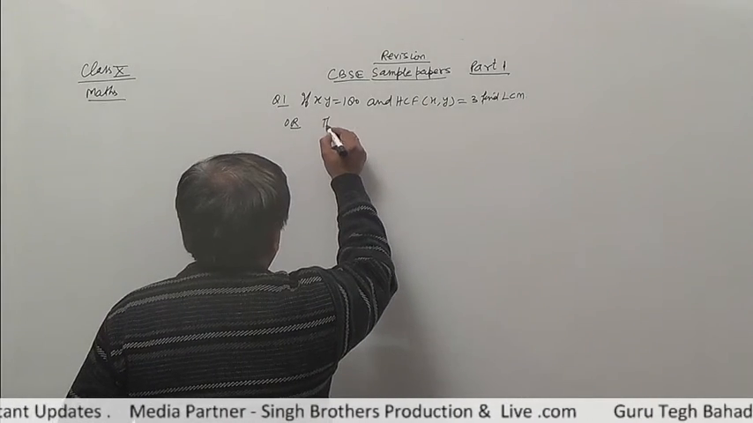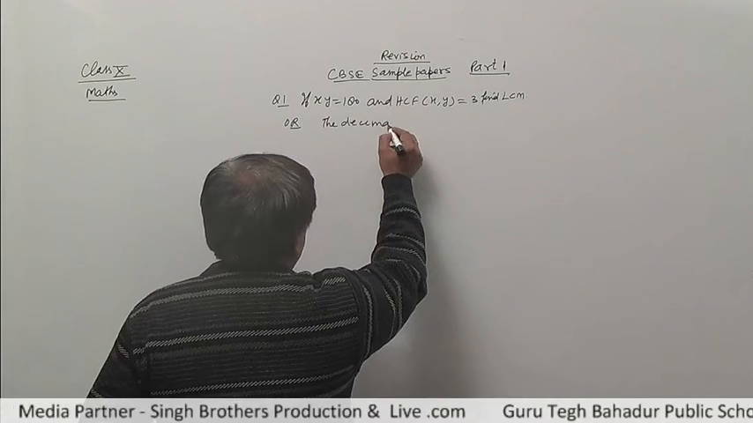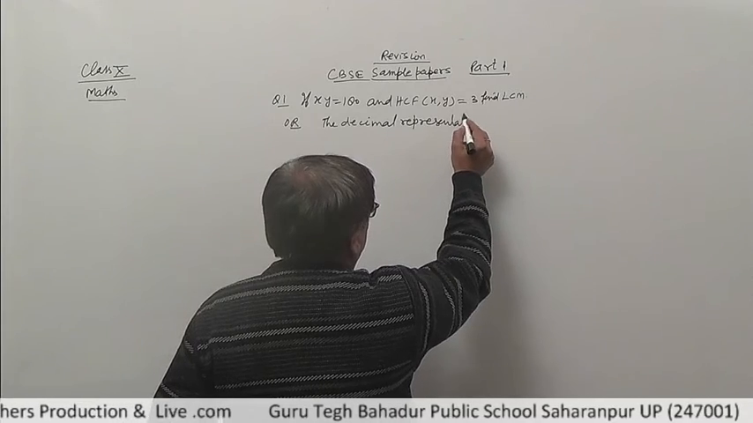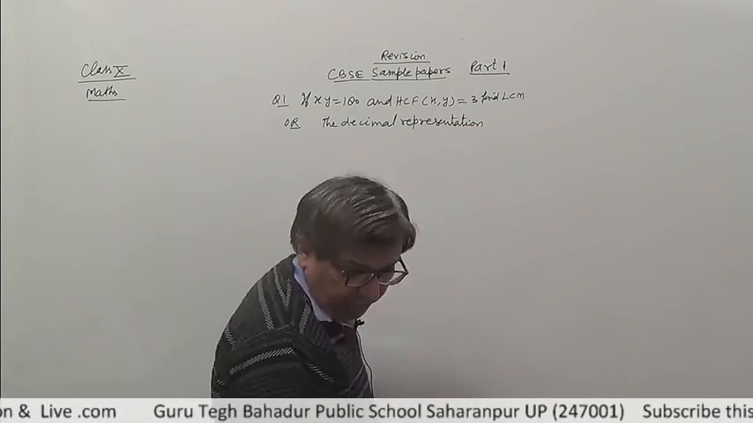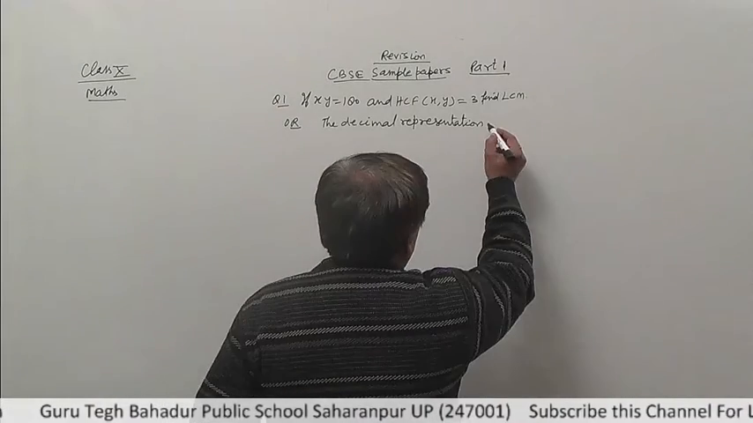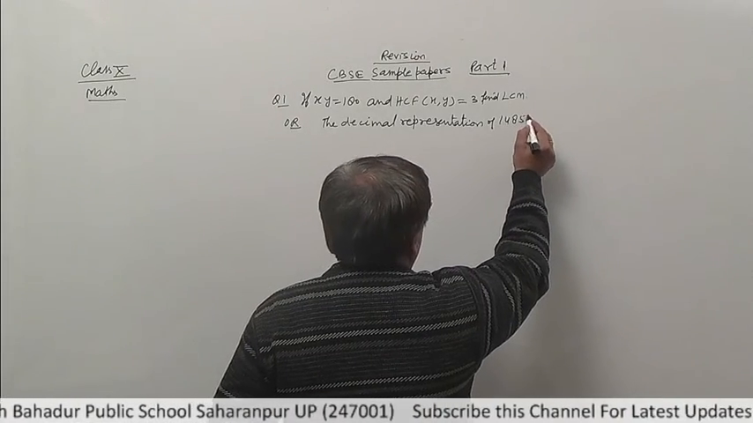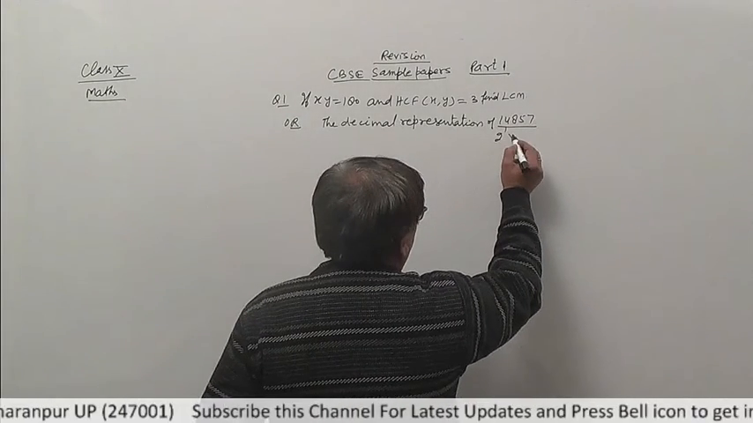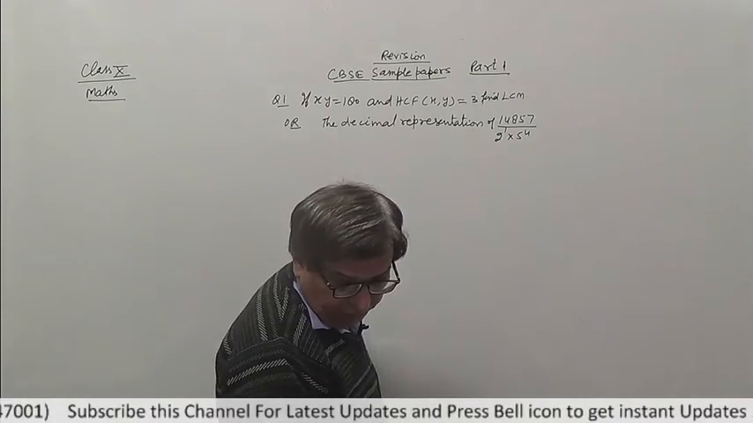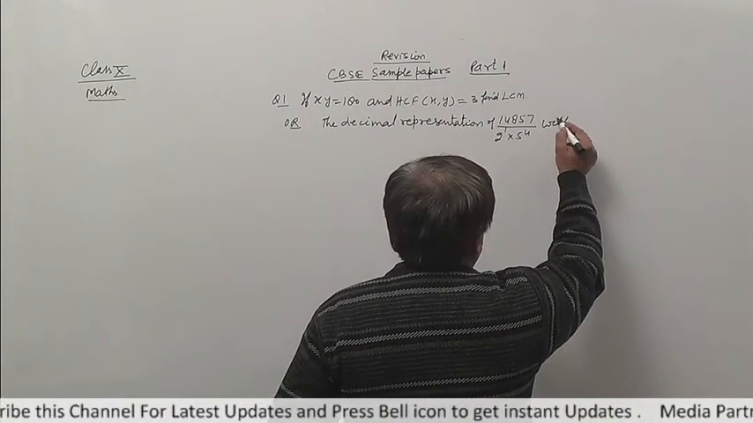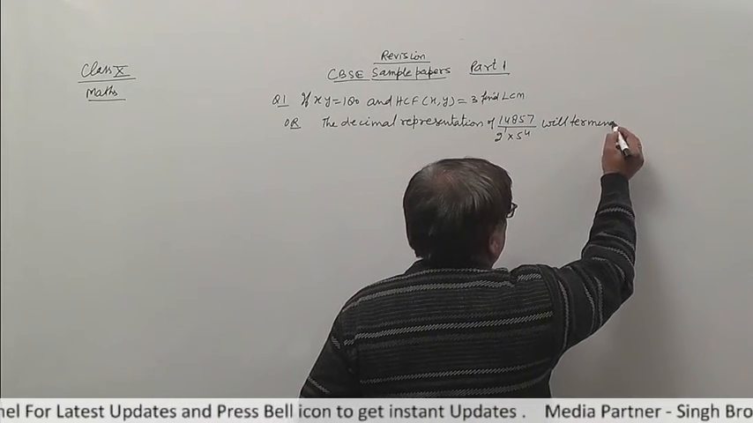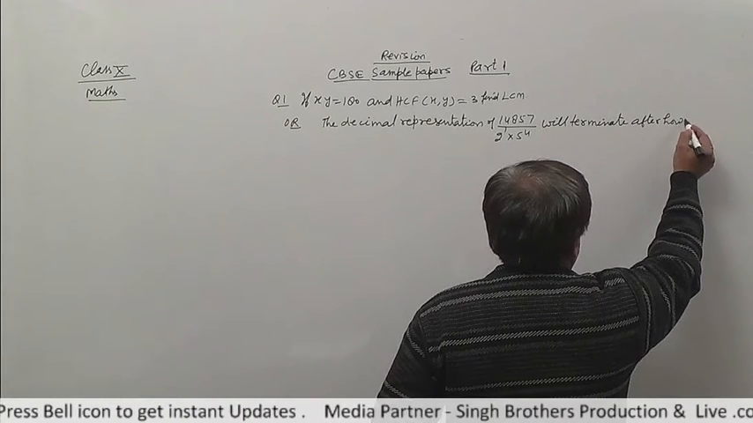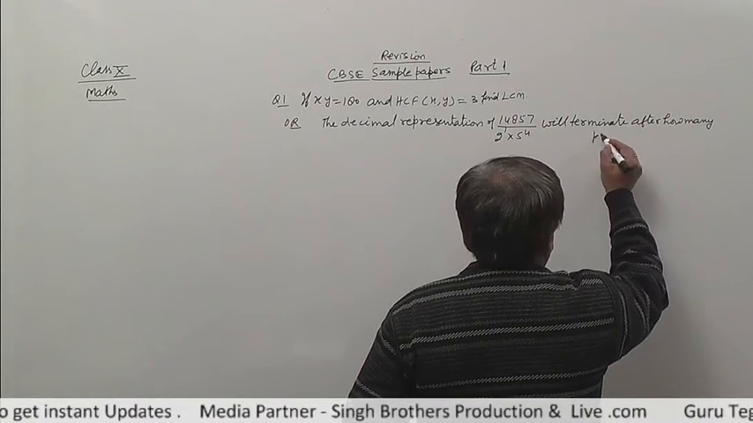Or, the decimal representation of 14857 upon 2 power 1 into 5 power 4 will terminate after how many places of decimal?